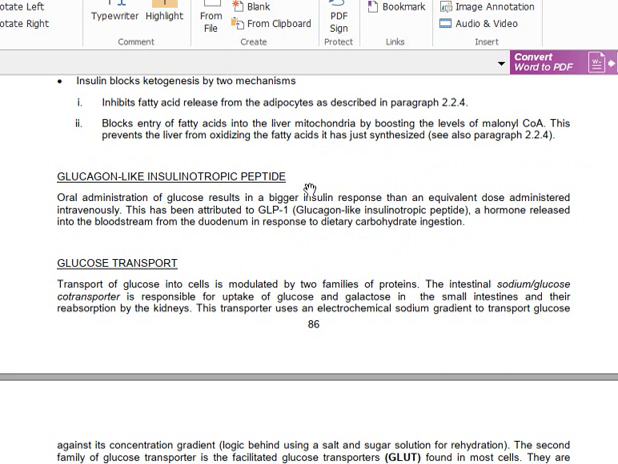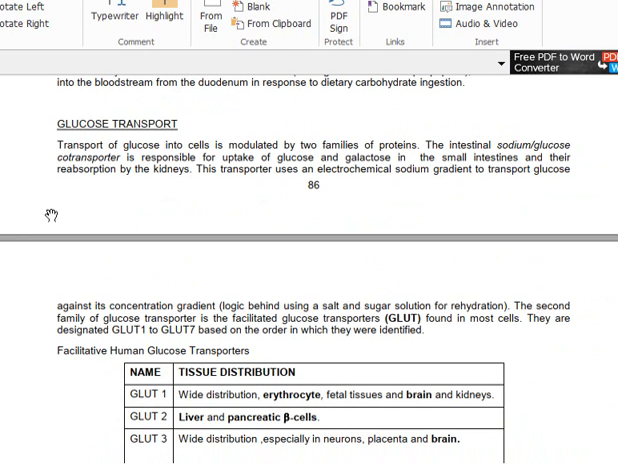They are going to be stimulated. They are going to be released at the level of the duodenum when there is carbohydrate food. Is it clear? That's going to stimulate high insulin secretion as compared to when you are placing the insulin intravenously. The next is glucose transport.